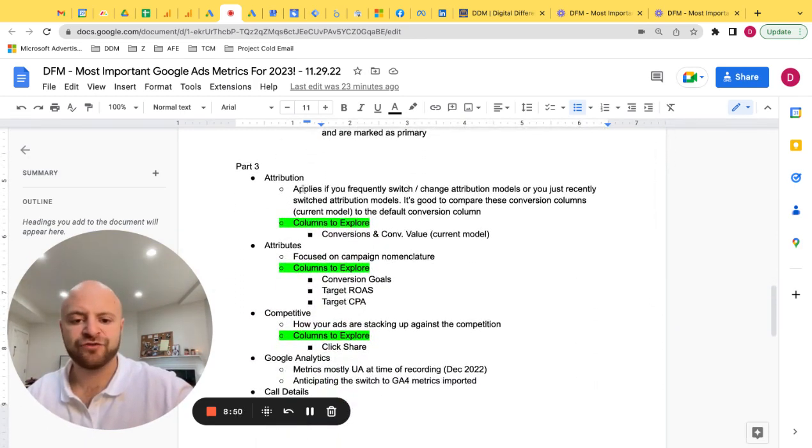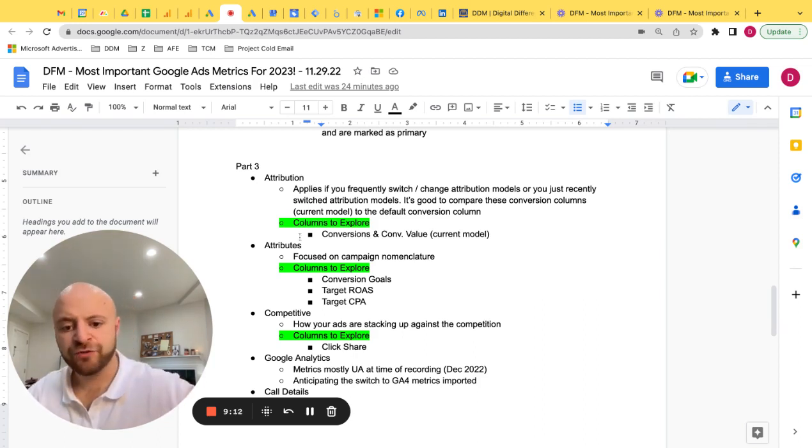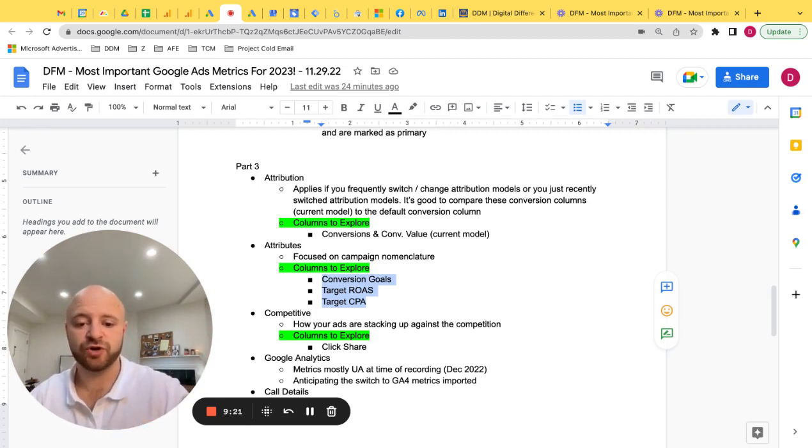Then we get into part 3, attribution: conversions and conversion value current model. So again, I just want to explore how the current model would be different. I don't think it's going to mean a whole lot because I've used my attribution model for quite some time. I don't change it often. So I would hope my conversions and conversion value are already synced up over time. Attributes. I just like knowing some of these items in the actual campaign window. That would be nice. Conversion goals, target ROAS, target CPA. Nothing too crazy there. I just don't want to click the extra two buttons. I want to see what they're at.